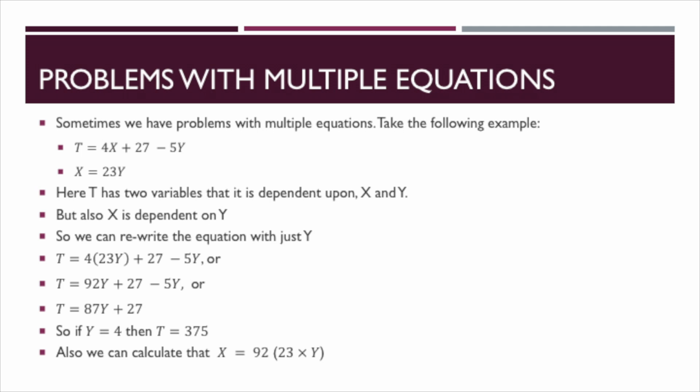5y. Now we take 4 times 23, we get 92, so we get t equals 92y plus 27 minus 5y. Now we can take the 92y and subtract the 5y, that gives us 87y. So we get t equals 87y plus 27. And we say, well, if y equals 4, then t equals 4 times 87, which is 348, plus 27, which is 375. We can also go back and say that x is equal to 23 times 4, which is 92.